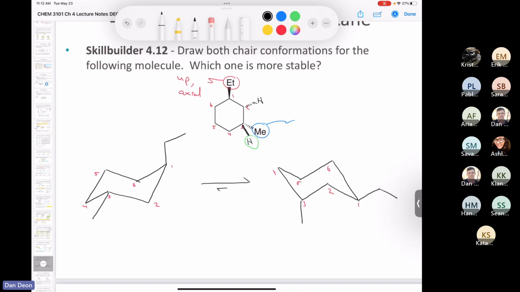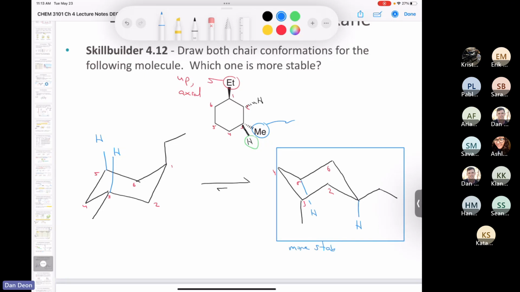Why? Because an ethyl group is larger than a methyl group, and the ethyl group is going to have diaxial interactions with these protons here, whereas the methyl group is going to have diaxial interactions with these protons here, but a methyl is smaller, and therefore it's more comfortable being in the axial position. So this one is going to be the more stable of the two conformations. So we'll put here more stable. All right.